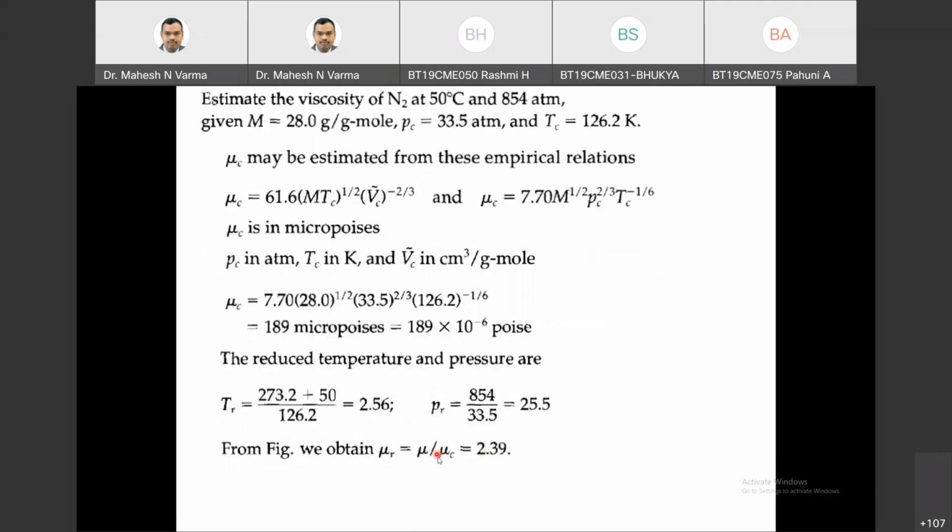Now I got the critical viscosity, so I can get the value of viscosity. So what is the value of viscosity?